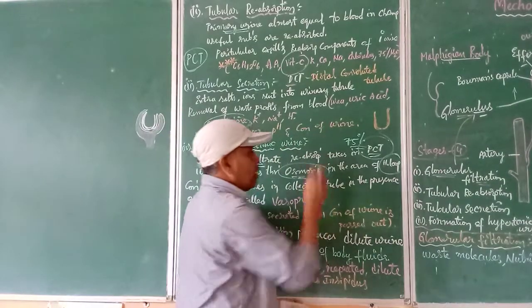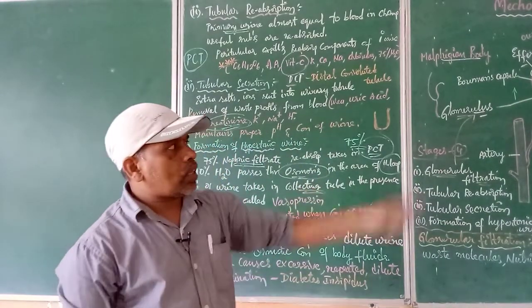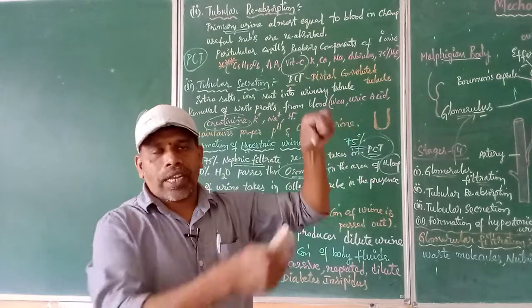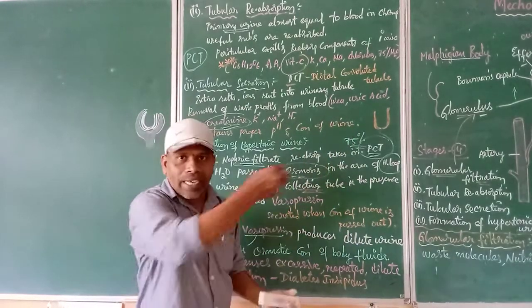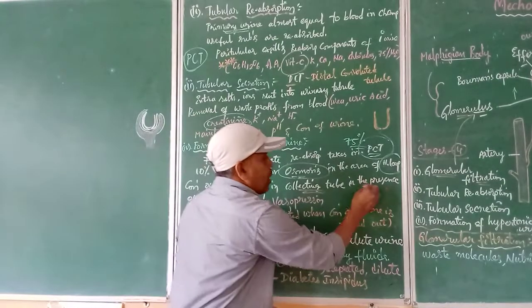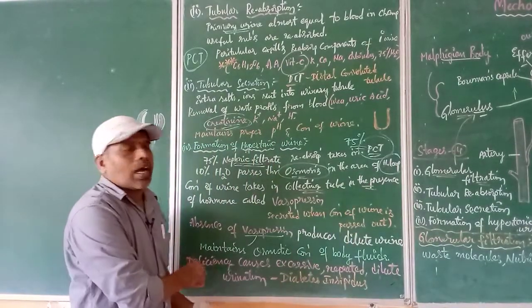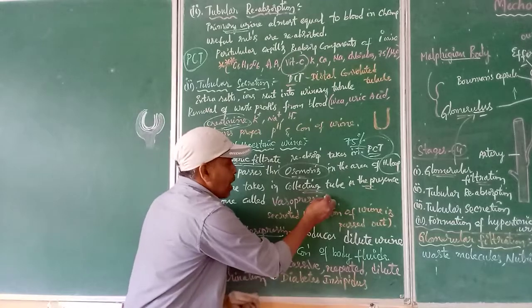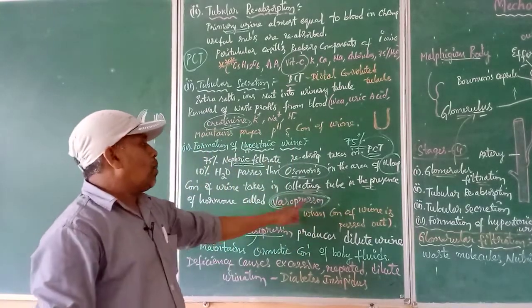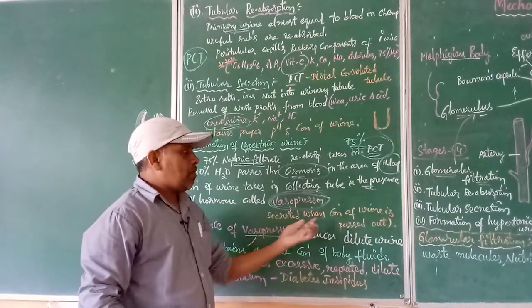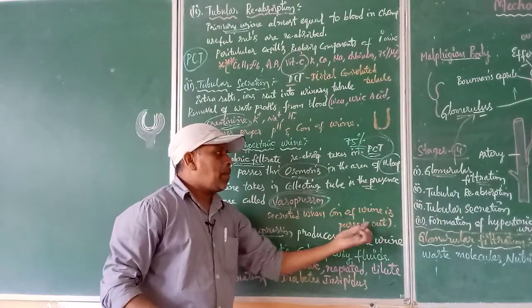The next concentration of the urine takes place in the collecting tube. We have told the last part after the DCT, the next part which moves into the pelvis region, is the collecting tube. It collects the waste materials, in the presence of a most important hormone called vasopressin. This is secreted when the concentration of the urine is passed out.